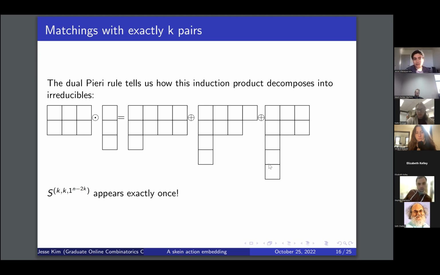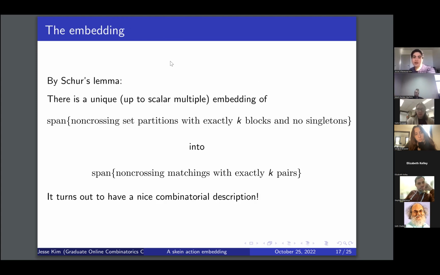So in the invariant subspace generated by matchings with exactly k pairs, this representation S k, 1 to the n minus 2k appears exactly once. So what that means is that by Schur's lemma, we've got the action on non-crossing set partitions with exactly k blocks and no singletons. That's an S k, k, 1 to the n minus k. And this action on matchings with exactly k pairs contains exactly one copy of S k, k, 1 to the n minus k. So Schur's lemma tells us that there has to be a unique embedding of this first span into the second span.